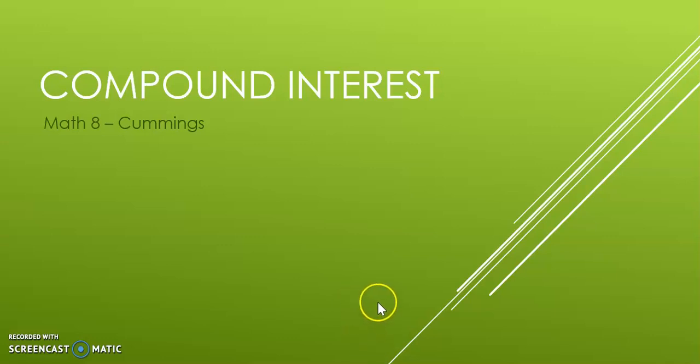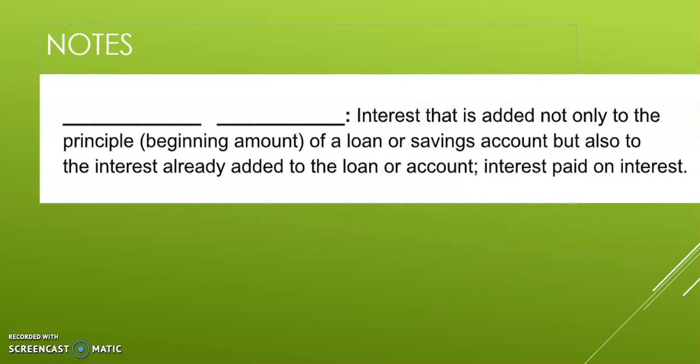Good afternoon. This is the second topic in the unit of financial literacy, and this is the topic of compound interest. Compound interest is the interest that is added not only to the principal, the beginning amount of a loan or savings account, but also to the interest already added to the loan or account, interest paid on interest. So this is compound interest.